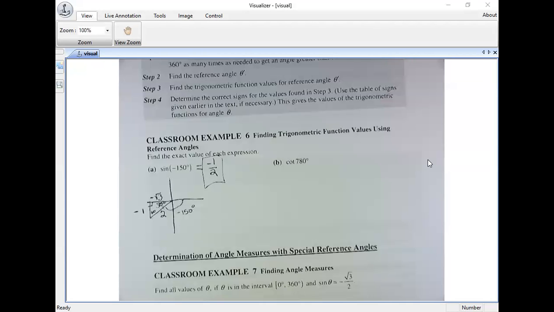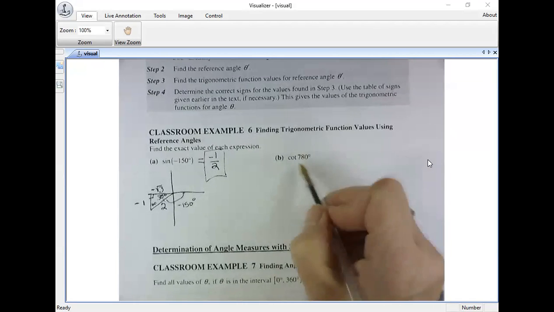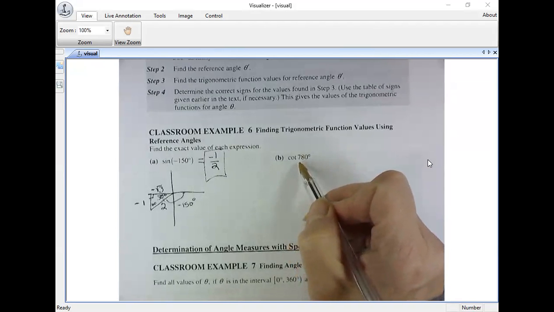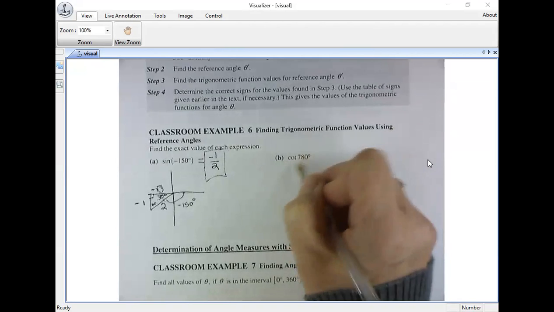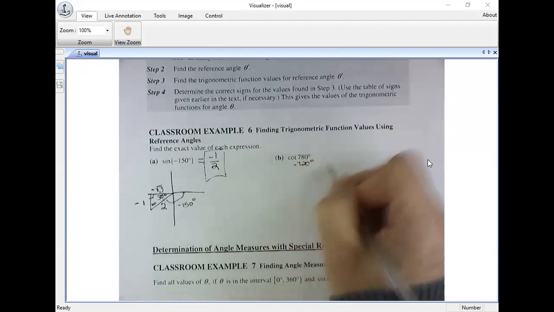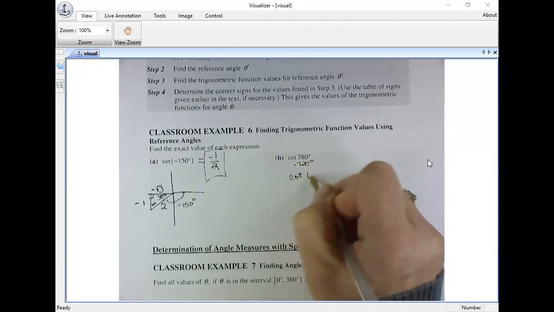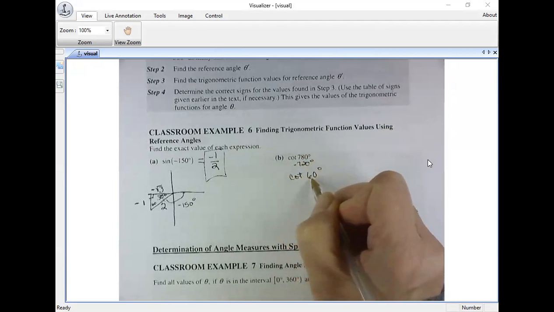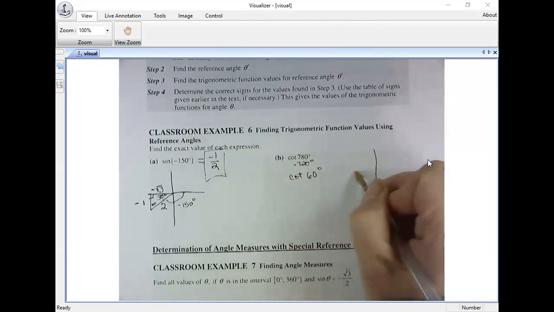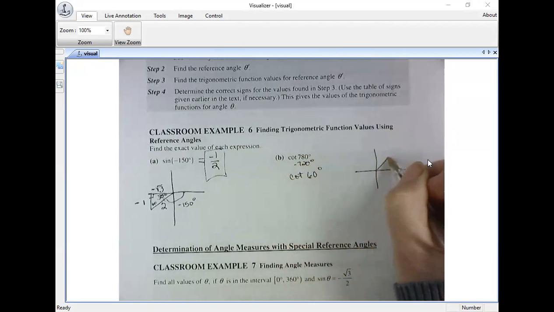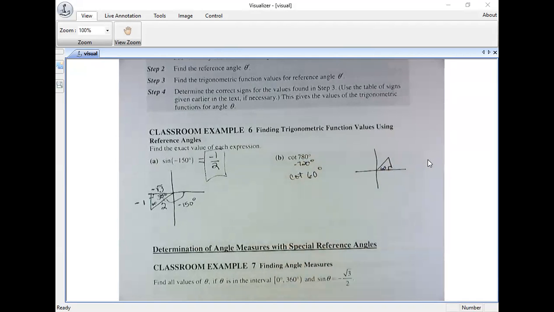Okay, you guys were doing a good job with this one. How many 360s could you take out of 780? If you subtracted 720, you came up with cotangent of 60 degrees. Basically, we need to know where a 60-degree angle ends up. That's what quadrant. You did that really well. So we have a 60-degree angle inside quadrant 1, and that was one of our special right triangles.